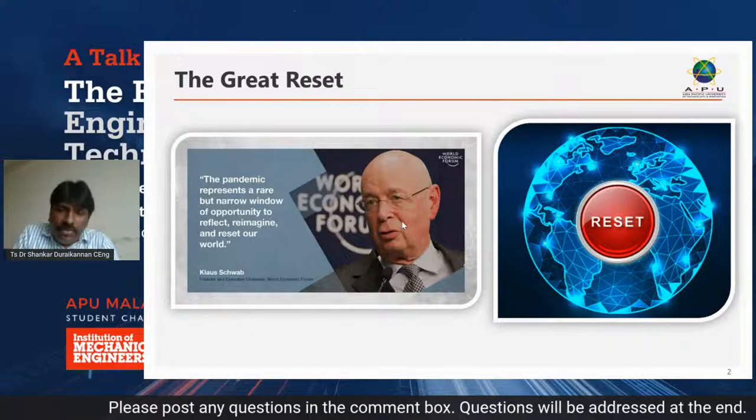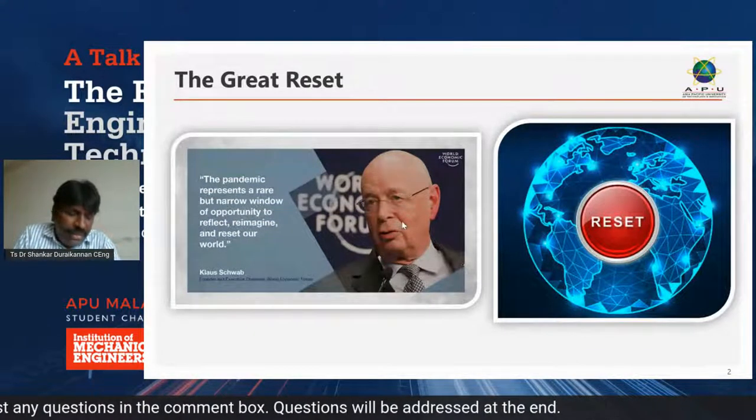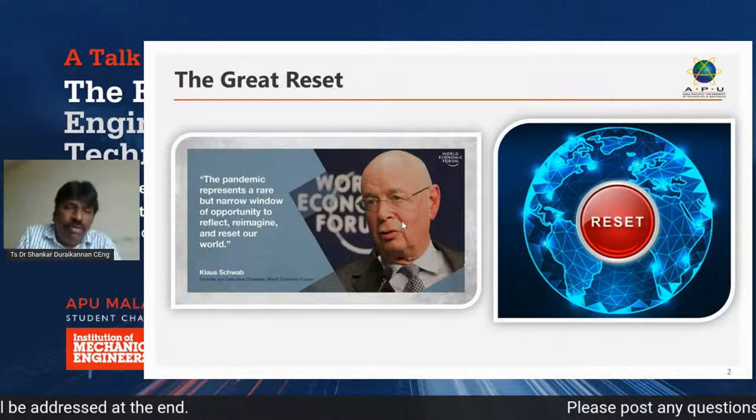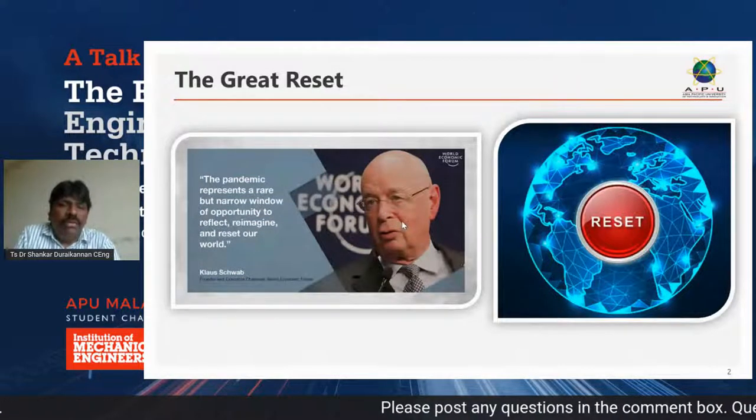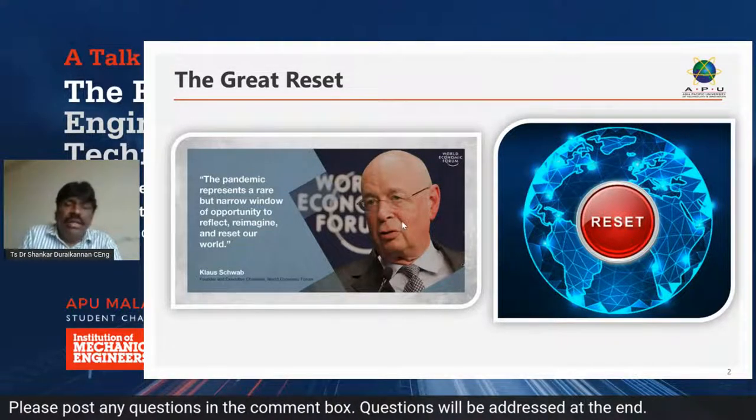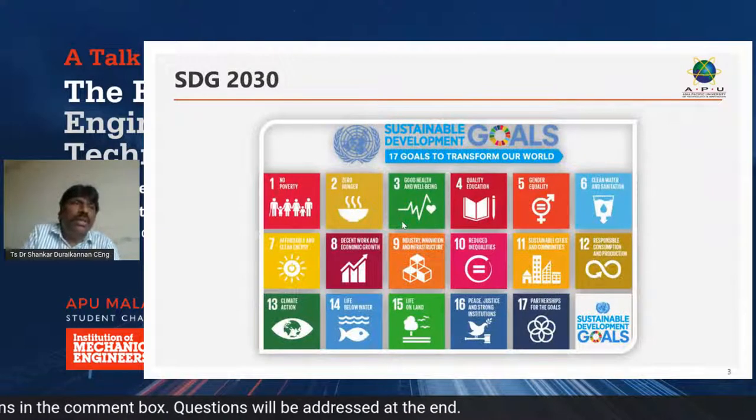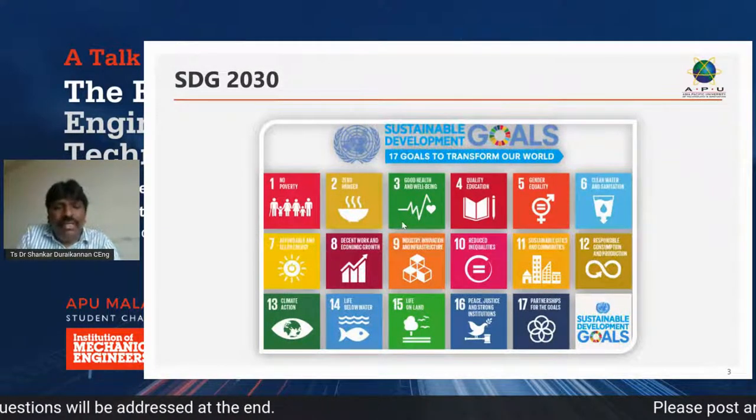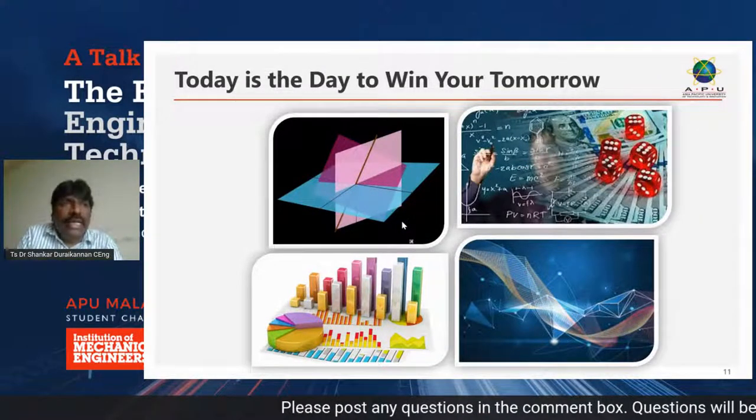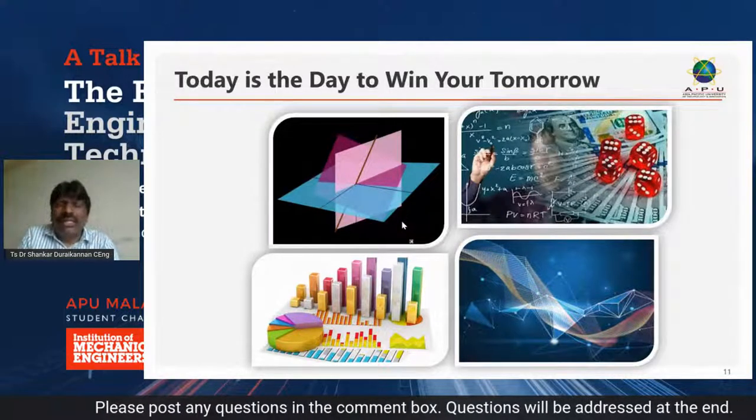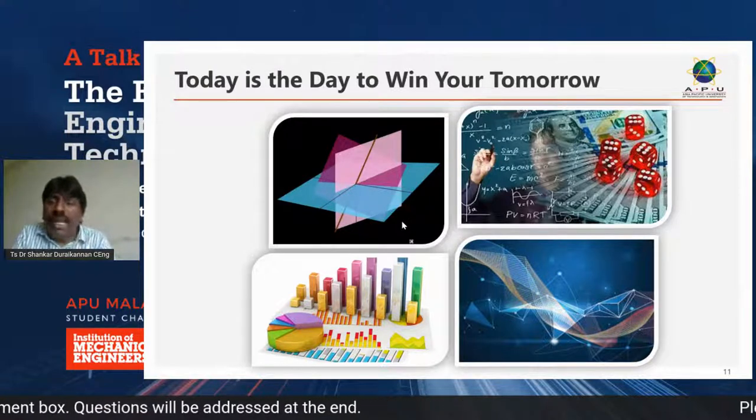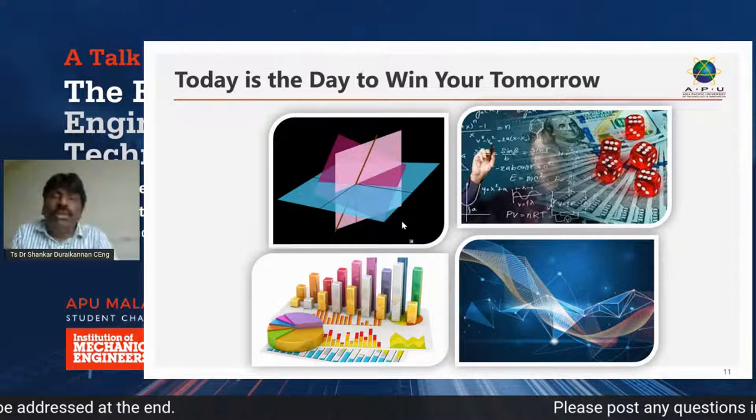So I put this man as an example because he was the founder of the World Economic Forum, and this World Economic Forum is now involved in the Great Reset Initiative, an initiative towards a very sustainable world. So you are engineers and you have to engineer the economic, social and environmental values. That's the simple job of engineering. All design, everything you talk about should have social, economical, and environmental values. That's what is expected from the future engineers.